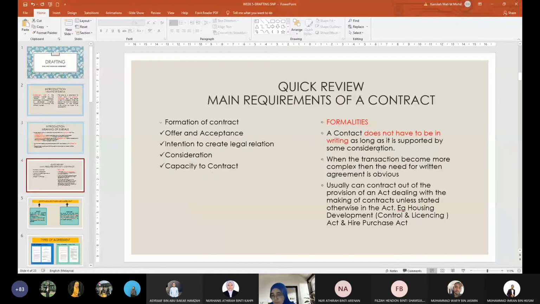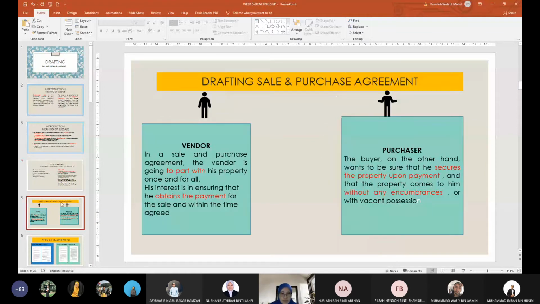Back to contract, because we are talking about drafting sale and purchase agreement. Main requirements of contract, you all pun dah belajar masa second year dulu. Offer, acceptance, intention to create legal relation, consideration, capacity to contract. So mesti these are the elements that need to be taken into account lah bila kita talk about formation of a contract. Okay. So in drafting sale and purchase agreement, as a lawyer, we have to have this in mind.